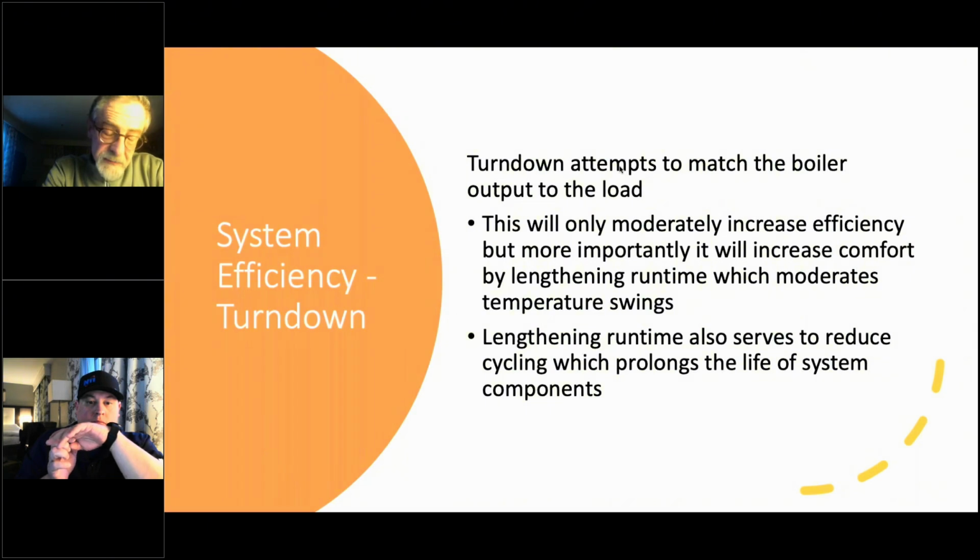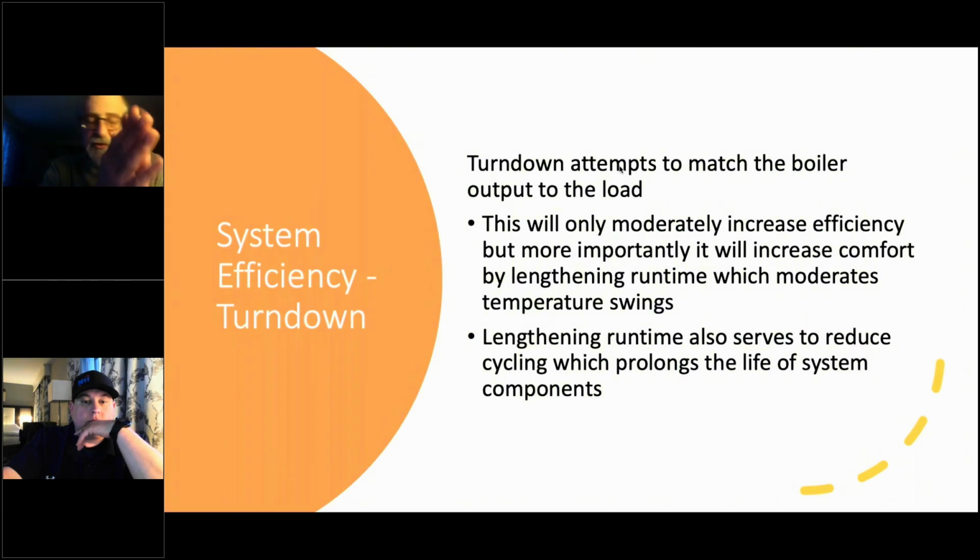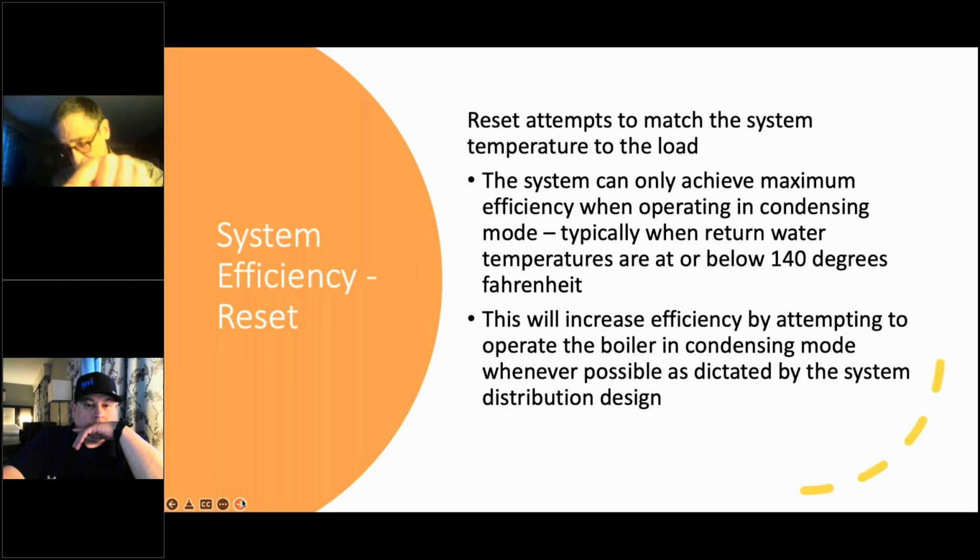So really, that boiler wants to be operating at 65% of its capacity, and that's what turn down is doing. Turn down isn't changing an outlet temperature. It's changing the overall output of the boiler. In other words, it's reducing the output, so it's matching the load, but it's not changing the temperature. So turn down is matching the boiler output to the load. Reset is matching the temperature to the load.